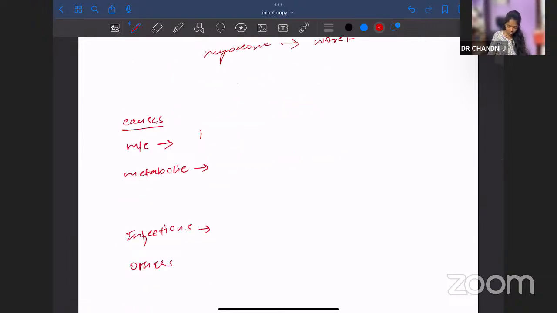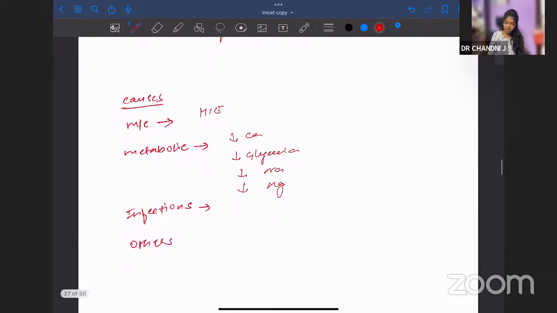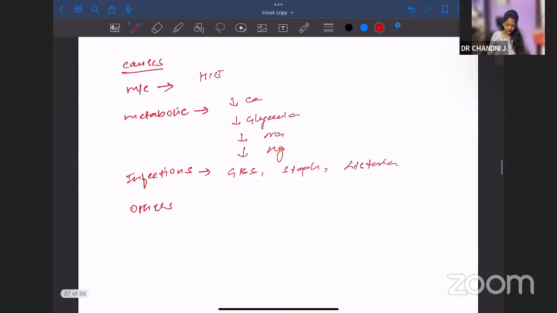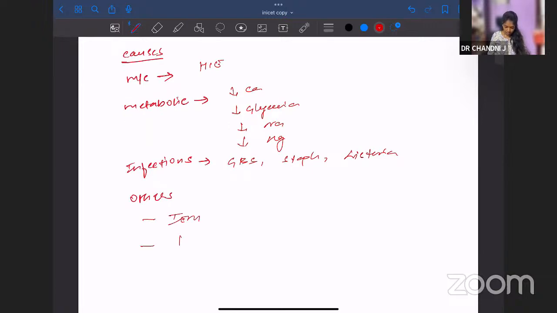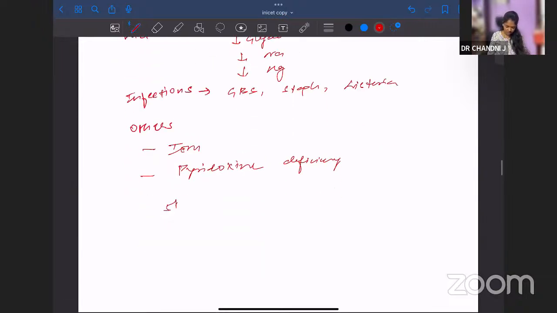Okay. What are the causes? Most common cause, HIE, hypoxic ischemic encephalopathy, most common. Other causes, metabolic like hypocalcemia, hypoglycemia, hyponatremia, hypomagnesemia, four hypos. Infections, meningitis, neonatal sepsis caused by group B streptococci, nothing but Streptococcus agalactiae, Staph, Listeria. These are the common organisms. Other causes, inborn errors of metabolism and pyridoxine deficiency. This causes refractory seizures in babies. Okay. Pyridoxine deficiency. And what are fifth day seizures? Fifth day seizures is benign neonatal epilepsy, is called as fifth day seizures. Benign neonatal epilepsy. Okay. Newborn is over.